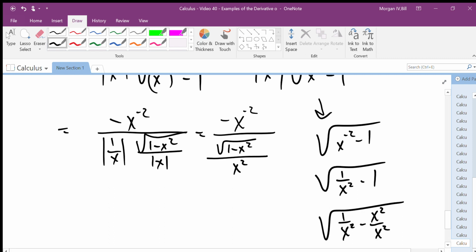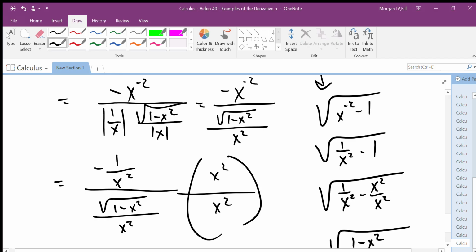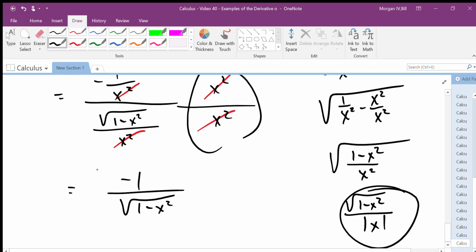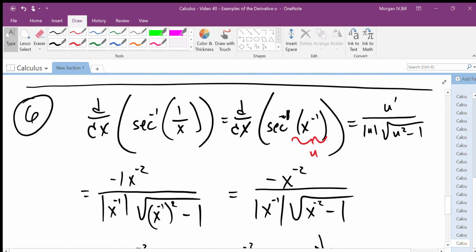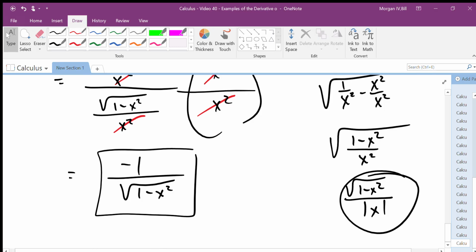Then we've got this numerator. Now I'll write that as negative 1 over x squared over square root 1 minus x squared over x squared. Think about this. Let's multiply top and bottom by x squared. That's just multiplying by 1. This x squared cancels out with that x squared, and this x squared cancels out with that x squared, and we end up with negative 1 over square root 1 minus x squared. Final answer. That simplification was a little tough, I agree, but it's a good problem. So we ended up with the derivative of the inverse secant of 1 over x being negative 1 over the square root of 1 minus x squared.